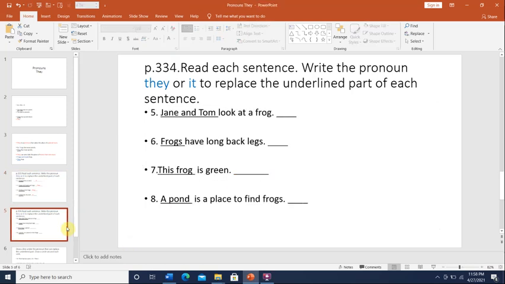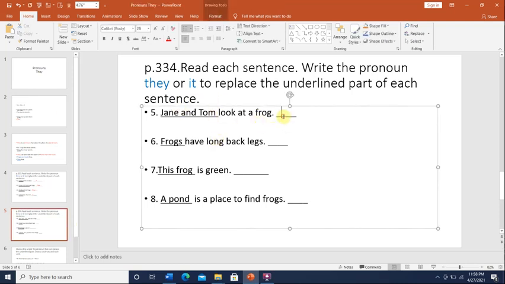Okay. Number 5, it asks you to do the same thing. On page 334, it says read each sentence. Write the pronoun they or it to replace the underlined part of each sentence. Number 5. Jane and Tom look at a frog. Jane and Tom. These are two people. What will I use? I will use they because they're plural. Jane and Tom are plural.